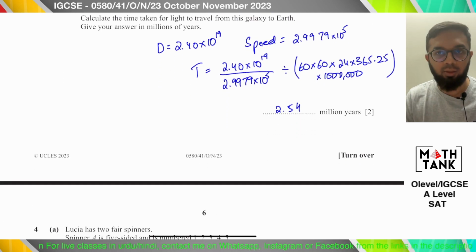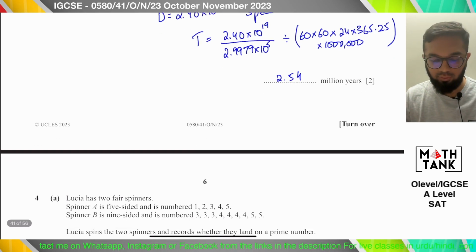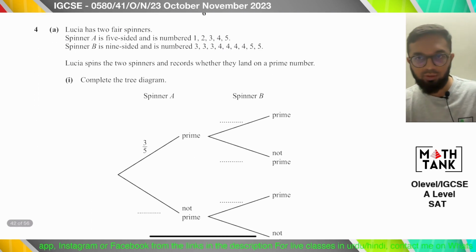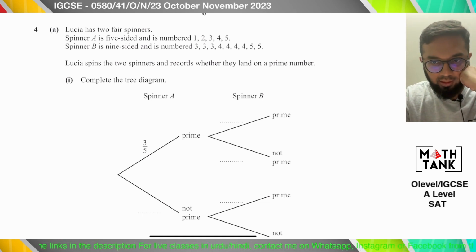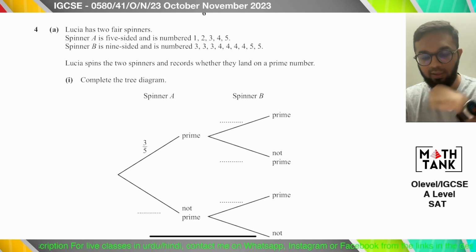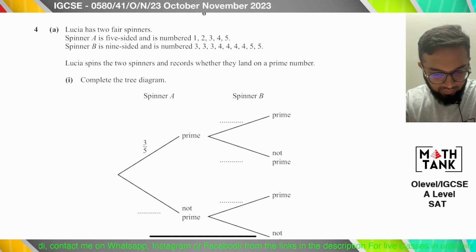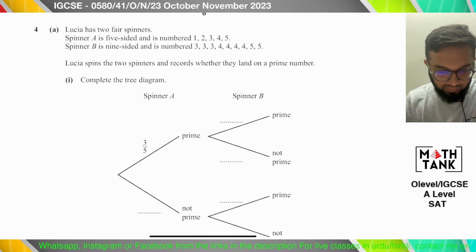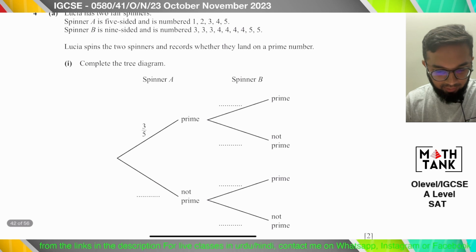Keep a multiply here, not a divide, because everything is getting divided eventually. Okay, moving on to the next question. This is probability now. It says Lucia has two spinners. Spinner A is five-sided and is numbered 1, 2, 3, 4, 5. Spinner B is nine-sided and is numbered this. Lucy spins two spinners and records whether they land on a prime number or not.